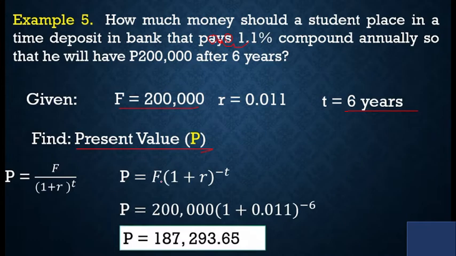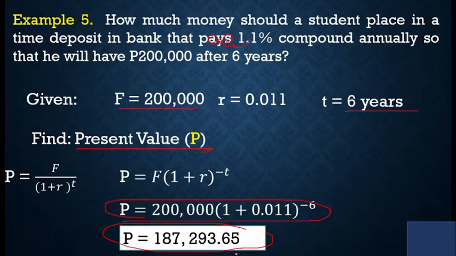So P equals, yung F natin 200,000, over 1 plus 0.011. Okay, you can use this one. So the exponent is negative 6. Na constant nga negative sa formula. So the answer is 187,293.65. Then pwede pud ka mo gamit atong isa. So duha ang imong pilian ana. Basta as long as naa lang iyahang given.